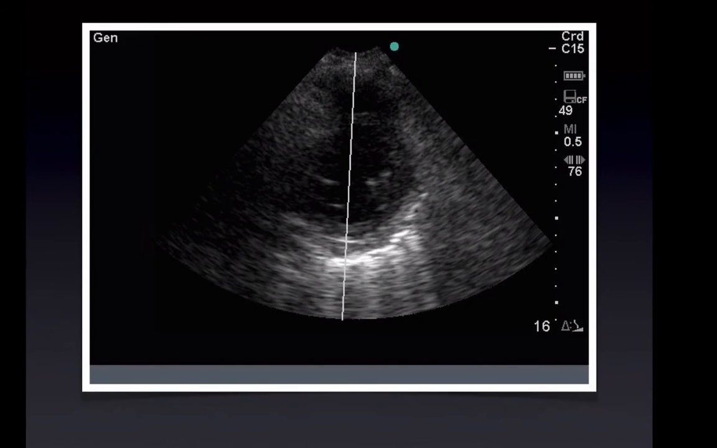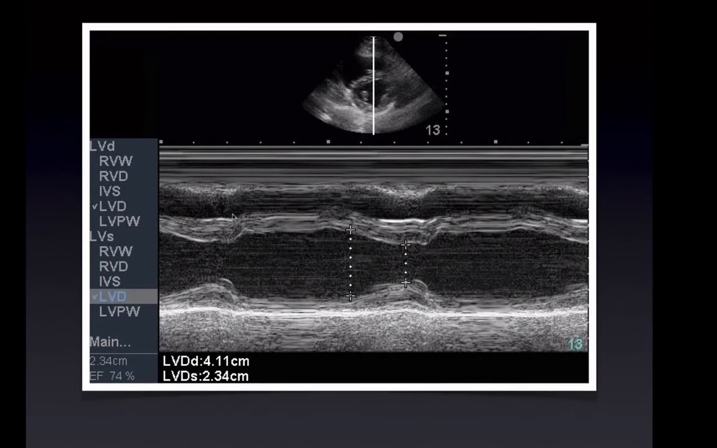If we do short axis of the heart and we do M mode, again, M mode is motion in time, you can measure left ventricular volumes during diastole and systole, and the machine will help you calculate the EF.